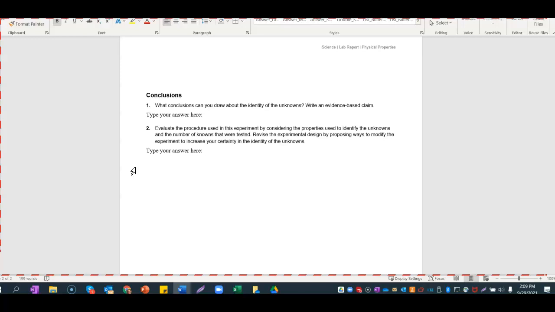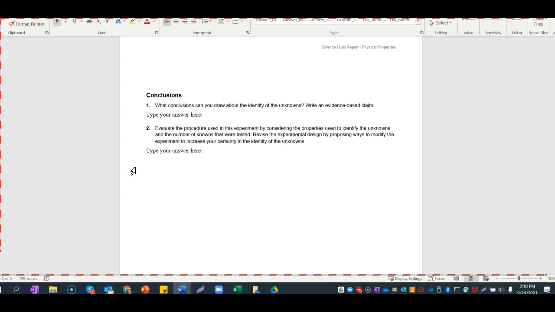Revise the experimental design by proposing ways to modify the experiment to increase our certainty in the identity of the unknowns. So we talked about, if we go back to that page where I said snip that little chart on intensive properties, we could test the boiling point, like when does it melt, the melting point, right? Those are metals, so they're going to melt, they're not going to boil. We could test the color, right? We could write down the properties of color, melting point. There's all kinds of properties that we could add and write down and get from just looking at it.